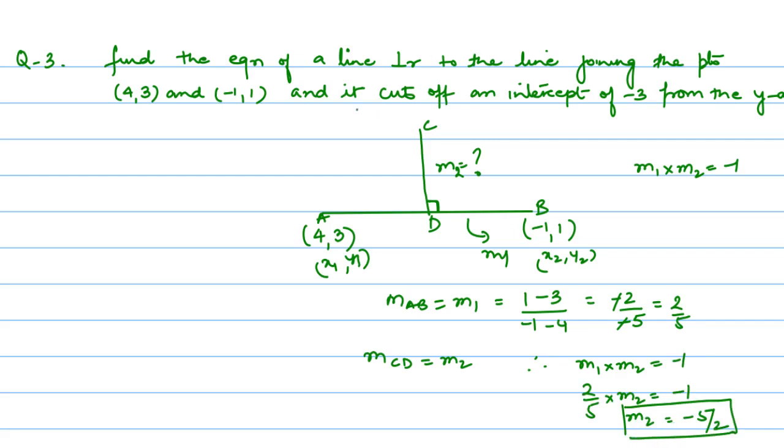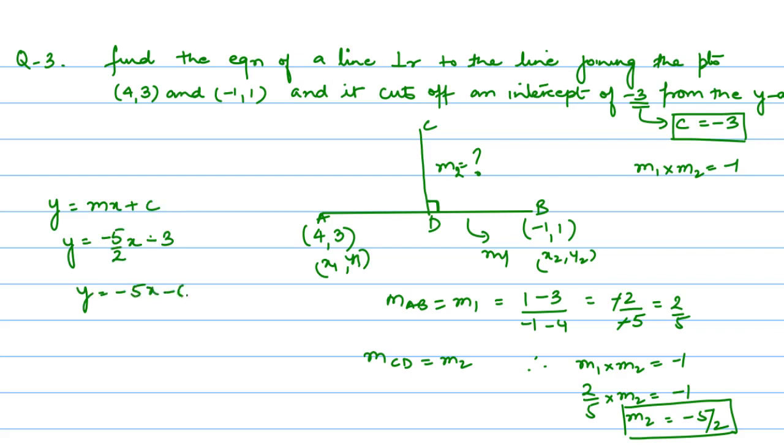The second information is that our line cuts off an intercept of minus 3 on the y-axis. This is c, the y-intercept. Our line is cutting the y-axis at minus 3. Therefore, c is minus 3. Now we know c as well as m. Therefore, the equation of our line can be found out by y is equal to mx plus c. M is minus 5 by 2 into x plus c, which is minus 3. Now, if you take LCM, minus 5x minus 6 upon 2, we cross multiply. 2y is equal to minus 5x minus 6.